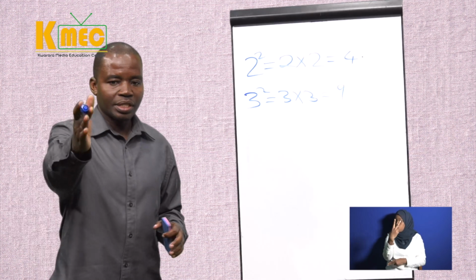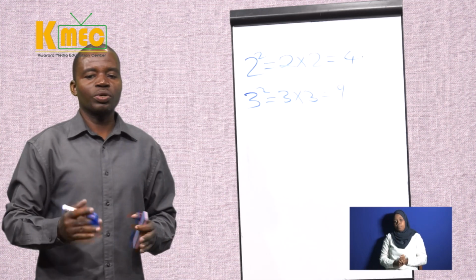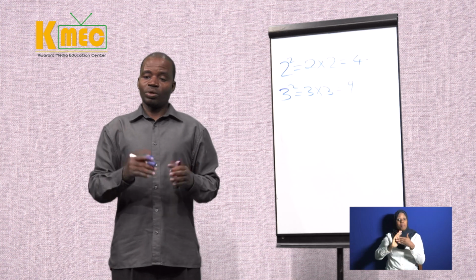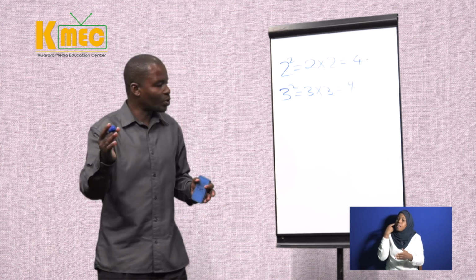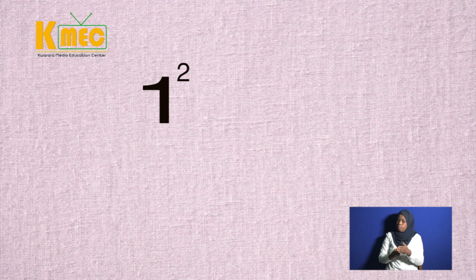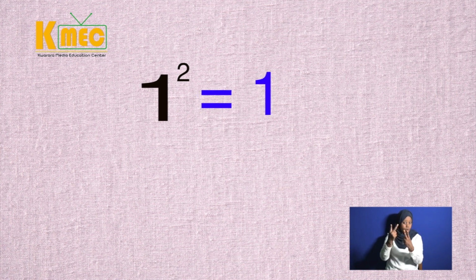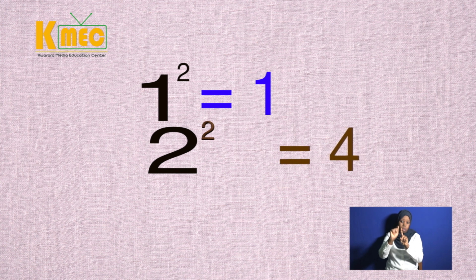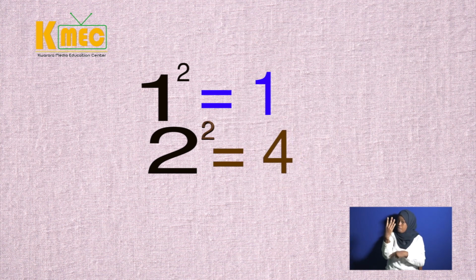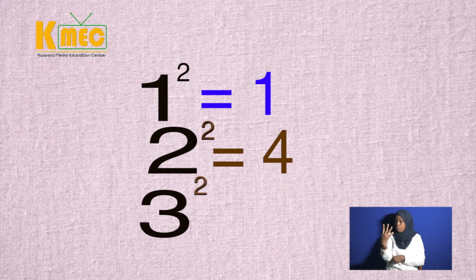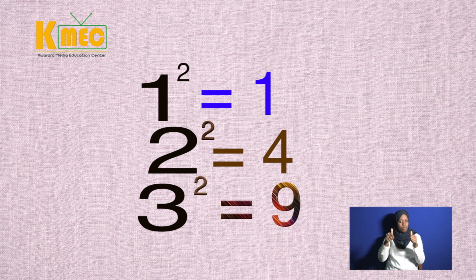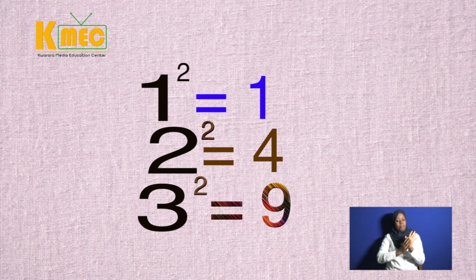Dear viewer, do you remember squares of numbers? Good. Let me remind you with a few examples. Please follow me. So 1 squared is equal to 1. And 2 squared, what is 2 squared? It's 4. Very good. And what about 3 squared? Good. It's 9.